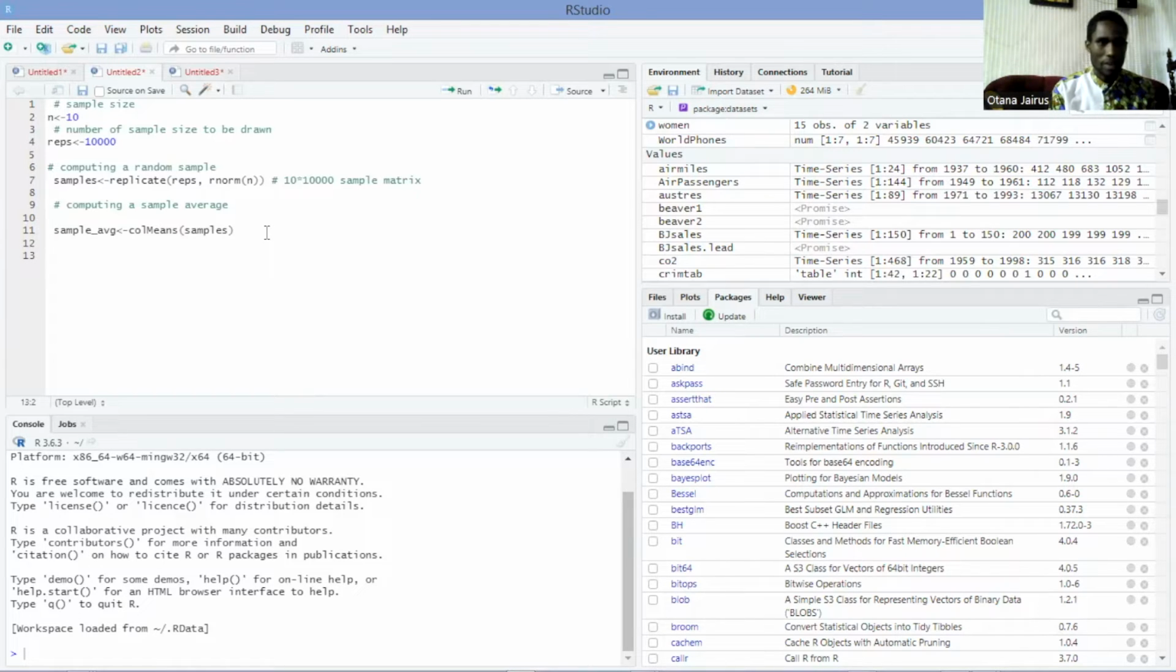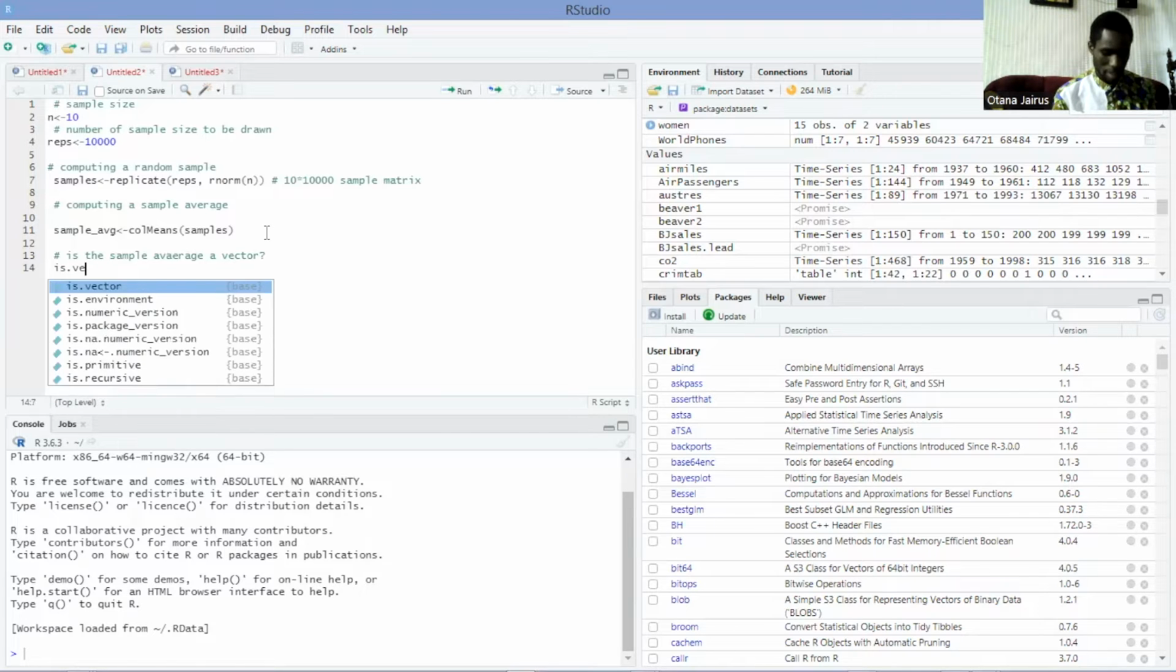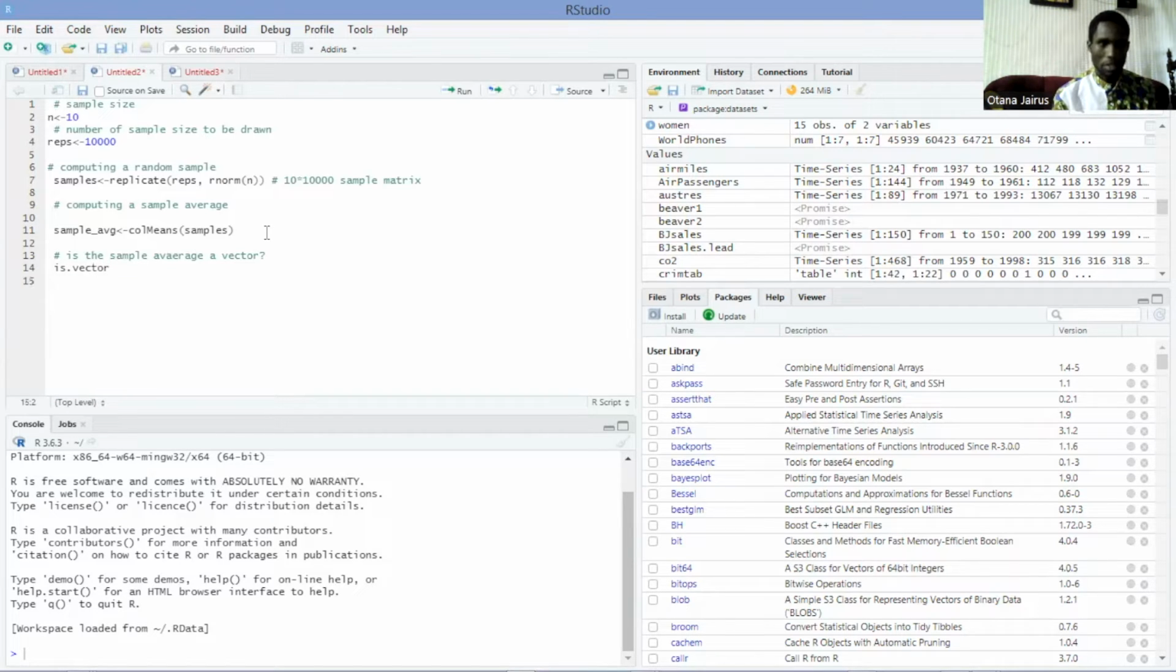We can go ahead also and determine if the colMeans result is a vector. We just write: is the sample average a vector? And we can determine that using a function in R, we call it is.vector. So is.vector.